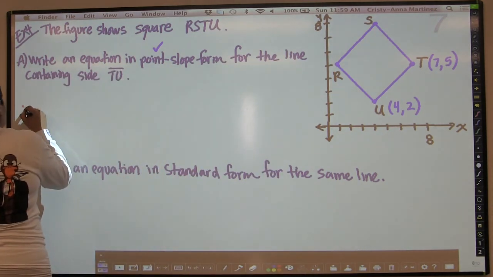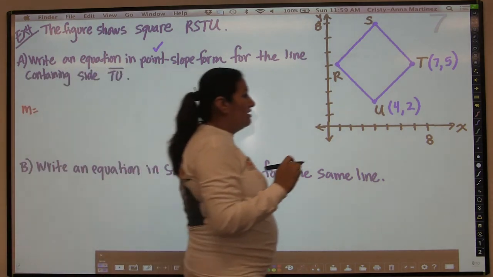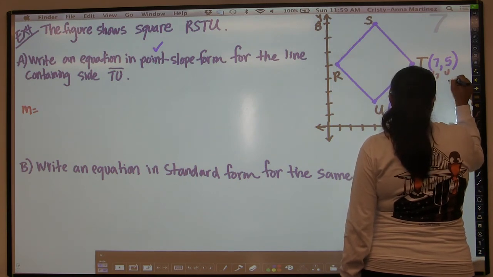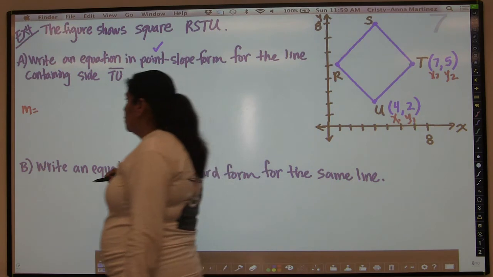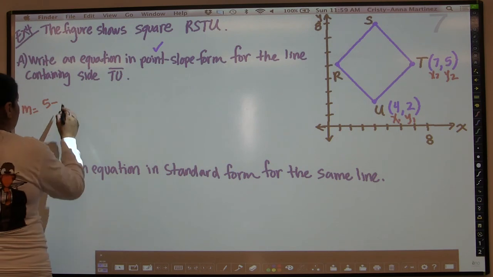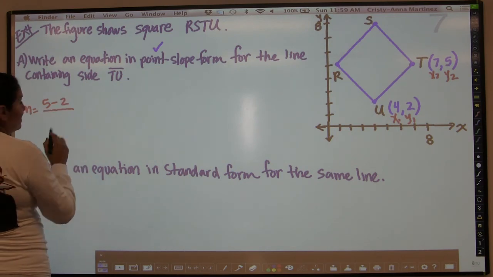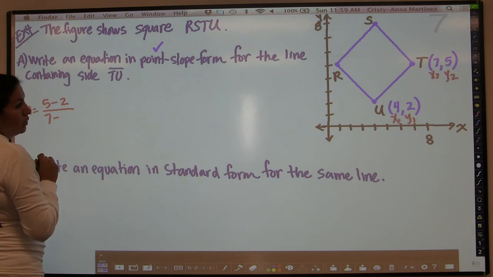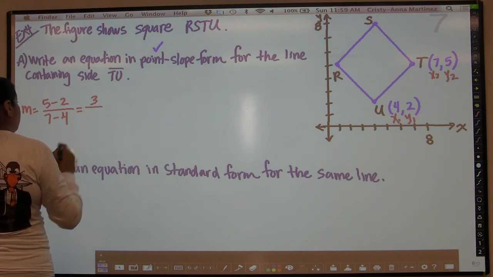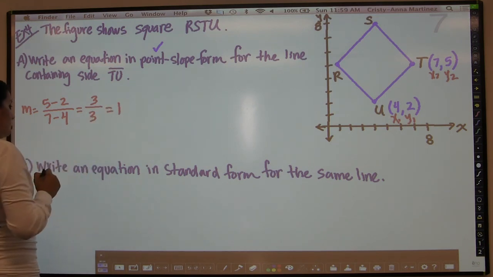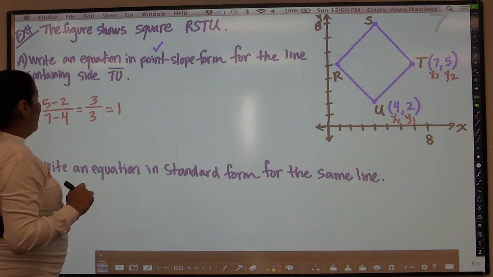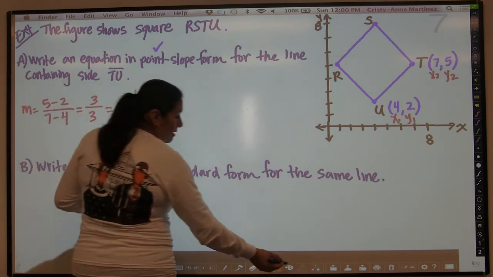So I'm going to come over here and just label my points, x1, y1, and x2, y2. And then the slope formula says to do y2, which in this case is 5, minus y1, which in this case is 2, divided by x2, which is 7, minus x1, which is 4. So 5 minus 2 is 3, and 7 minus 4 is 3, so my slope happens to be 1. So now that I know the slope and I have a point, I can go ahead and write this in point-slope form very easily.